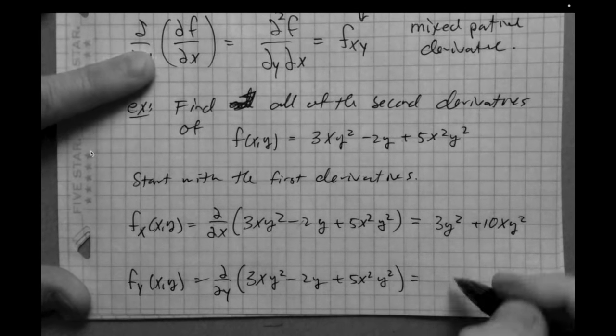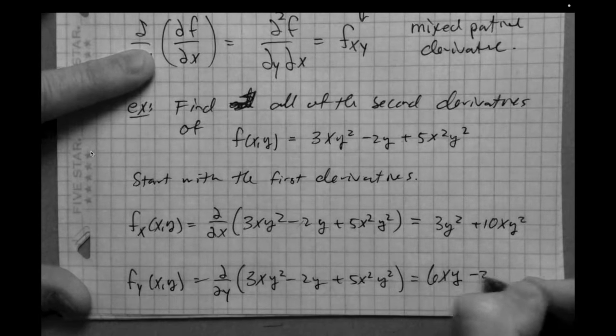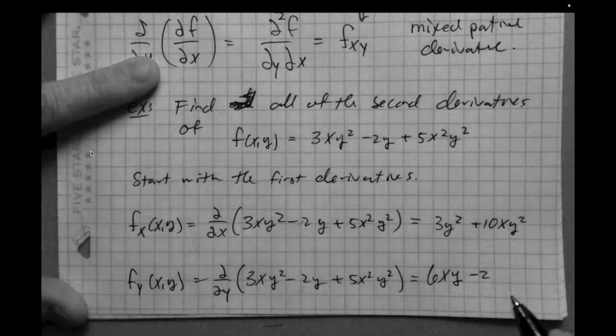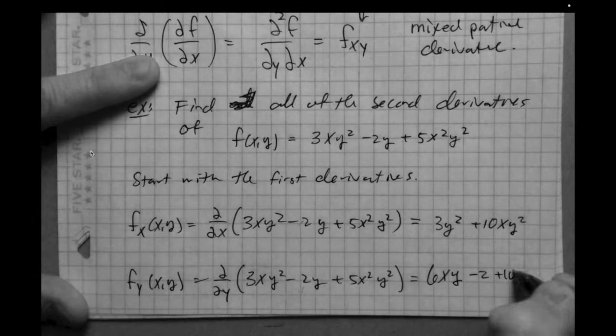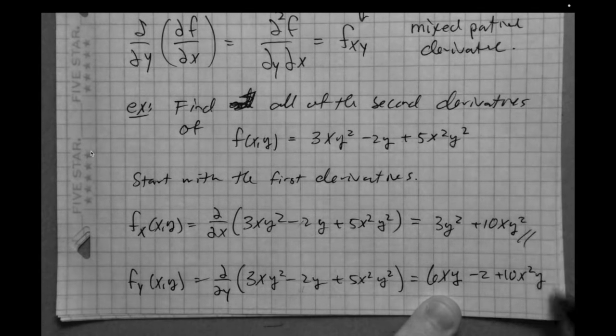Of course, the derivative is different. You get 6xy minus 2. That one, in this case, is not a constant. Plus 10x squared y. Okay, so there are the first derivatives. These are the first derivatives.